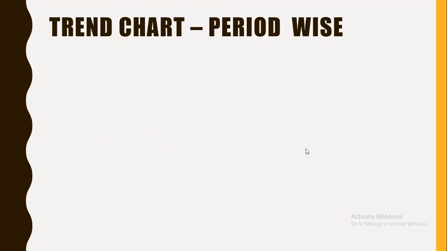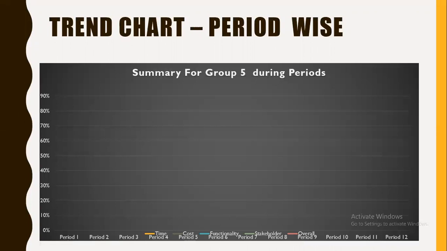This is the trend chart, and this chart describes the period wise analysis of time, cost, stakeholder and functionality, and apart from this the overall performance of the project. To describe this performance, we are going to use a line graph. As we know, a line graph has points connected by line segments from left to right to demonstrate changes in values. We use a horizontal axis and a vertical axis. The horizontal axis describes the periods, and the vertical axis the percentage weightage given to each task.